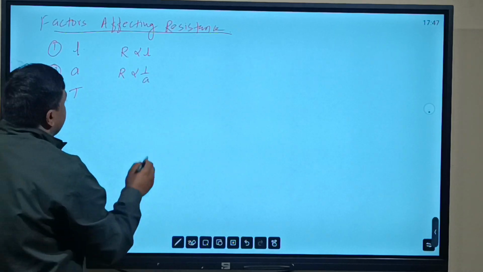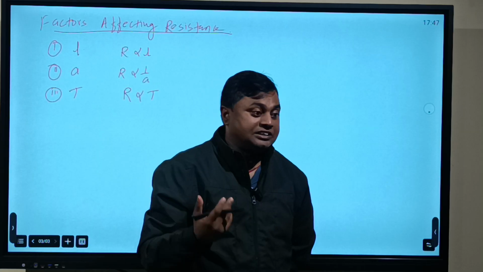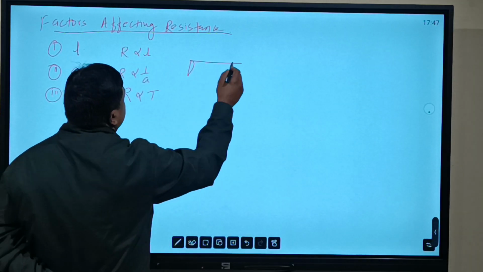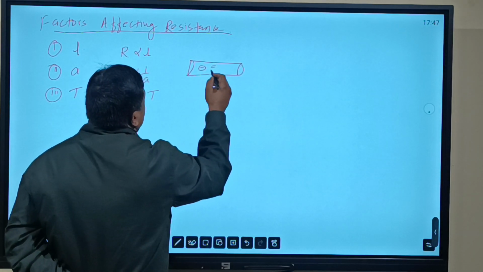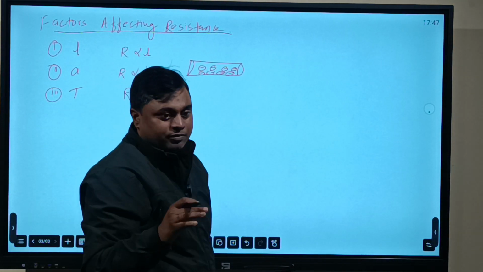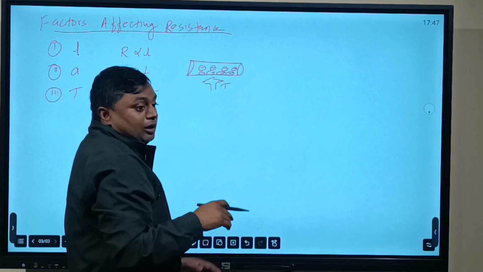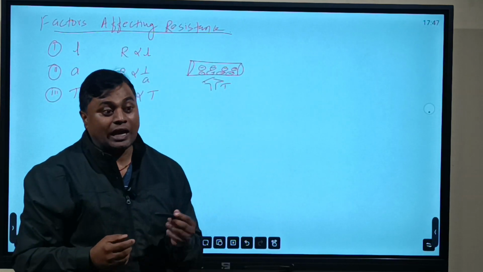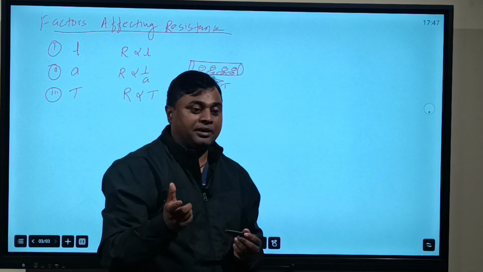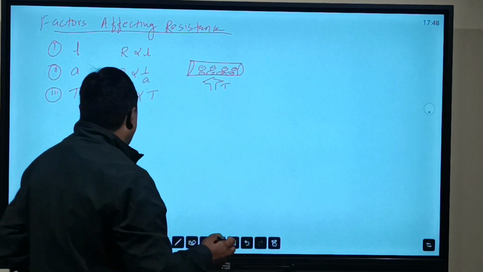Temperature. Here also, resistance of the wire is directly proportional to the temperature. If the temperature is more, resistance is high. Why? What happens in the conductor? In the conductor, electrons will be in motion. Once you heat the conductor, collision between the electrons increases. So randomness increases. If randomness of electrons increases, what will happen? It offers more resistance to the flow of charges. Is it clear? Now, the last factor is what?